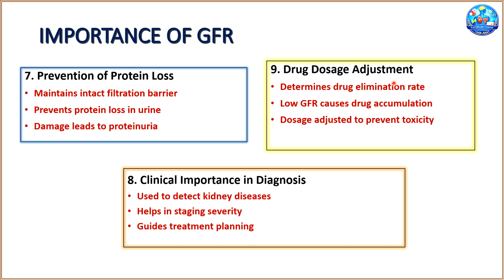Ninth one is drug dose adjustments. Since many drugs are eliminated through the kidneys only, GFR is an important factor in determining the drug dose or the drug elimination from the body. In individuals with reduced GFR, the drugs may accumulate in the body, leading to toxicity. Therefore, dose adjustment is very much necessary to ensure safe and effective treatment.